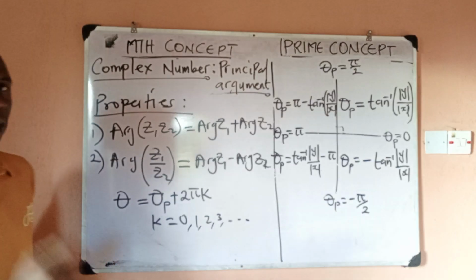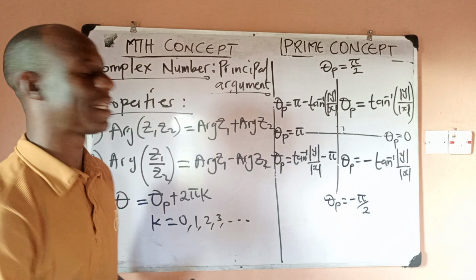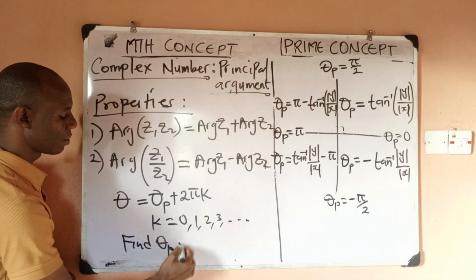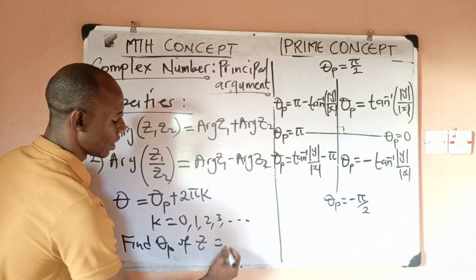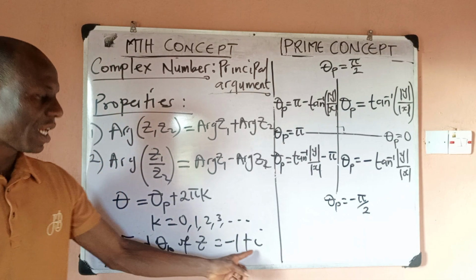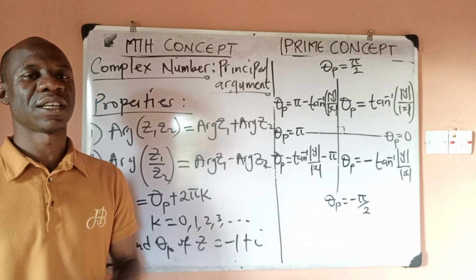So as a take home, I want you to solve this and drop the answer in the comment section. I want you to find the principal argument of z equals minus 1 plus i, then drop it in the comment section.